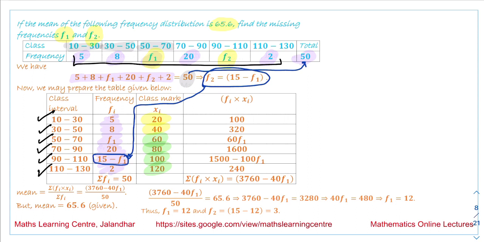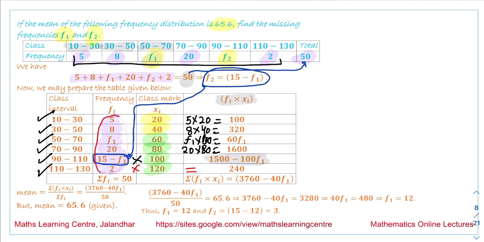The next step is to calculate the value of fi into xi. So we have multiplied these terms over here. It is 5 into 20, equal to 100. Then 8 into 40, equal to 320. Then f1 into 60, equal to 60 f1. Then 20 into 80 is equal to 1600. Then we have the product of these two terms, (15 minus f1) into 100, and the answer is 1500 minus 100 f1. The last value, the product of these two terms, is 240.